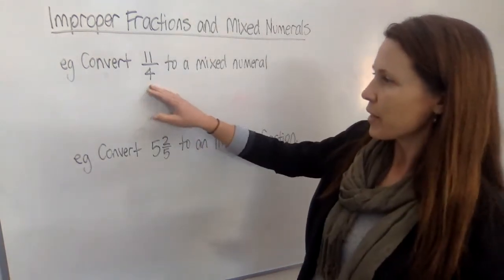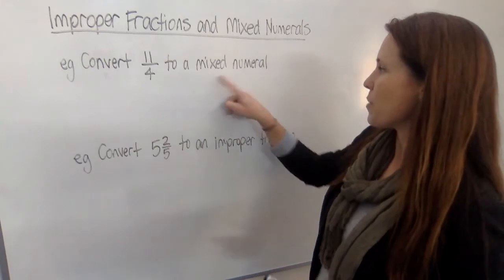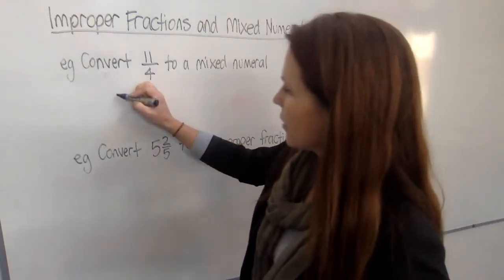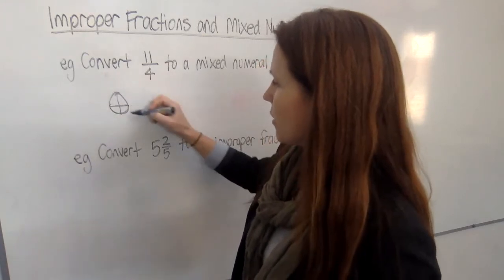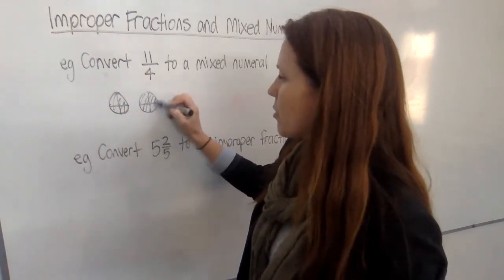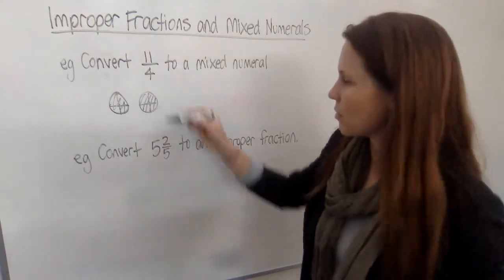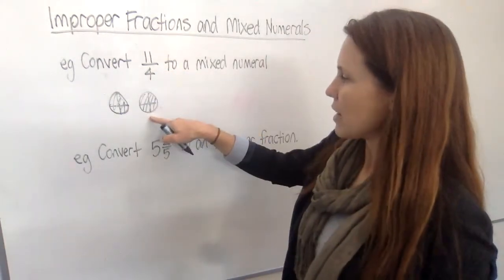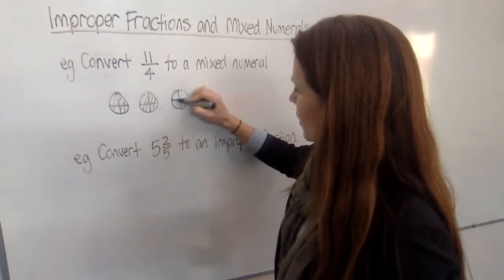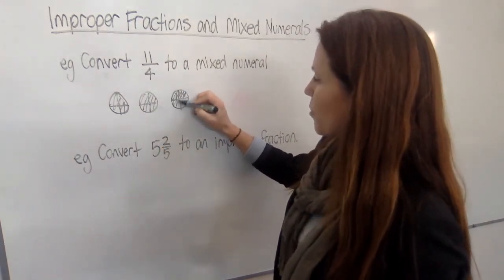For this first example, we need to convert 11 quarters to a mixed numeral. Now, some people will go straight to drawing pizzas, and that's fine. They'll say, all right, I've got 4 quarters there, and another 4 quarters here, that's 8 quarters, just add them up as you go. And if you know your 4 times tables, this is a really easy method. So if I've got 8 quarters, I need 9, 10, 11, I need 3 more quarters. So drawing these last 3, just colour in 3 of them.